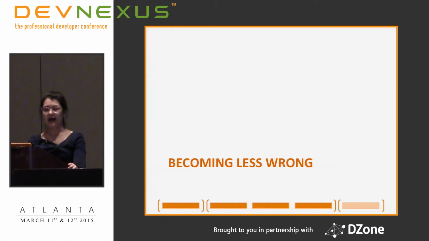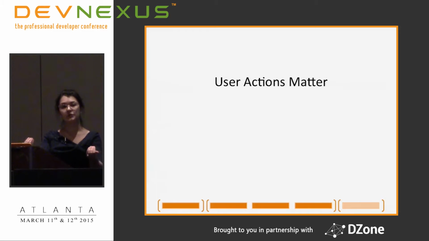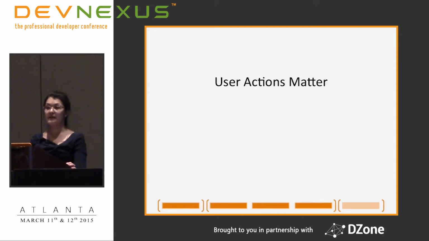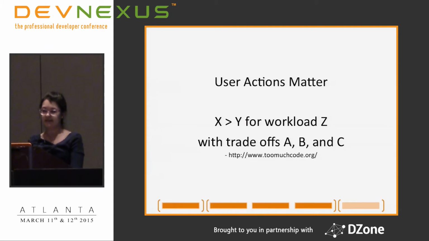Okay, so now let's talk about how to avoid some of those pitfalls. When setting up benchmarks, in my opinion, the most important thing to think about is what users' actions are. Not how we think or we would like our users to utilize our application, but how they are actually utilizing it by measuring the user's actions. And benchmarks don't really give you a magical answer like database X is better than database Y. What they tell you is that database X is better than Y for a very particular workload Z with trade-offs and constraints A, B, and C.